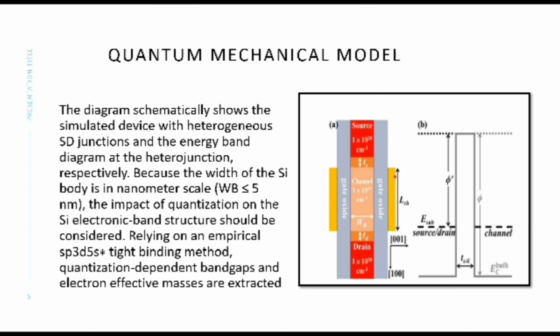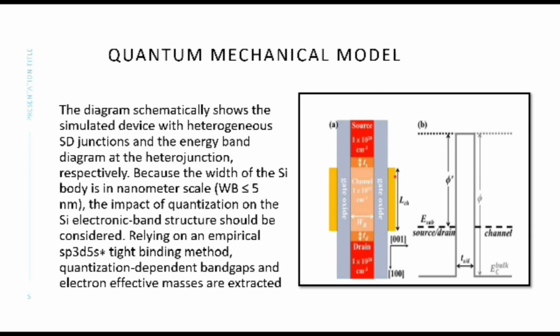As the width of the silicon body increases in nanoscale, which may be around 5 nanometer, the quantization impact on the silicon electronic band structure can be considered. So this diagram you are seeing at the right illustrates the band diagram of a simulated two-dimensional silicon tunneling barrier FET with effective barrier height phi of about 1.42 electron volt and 1.29 electron volt for a width of 5 and 3 nanometer size.